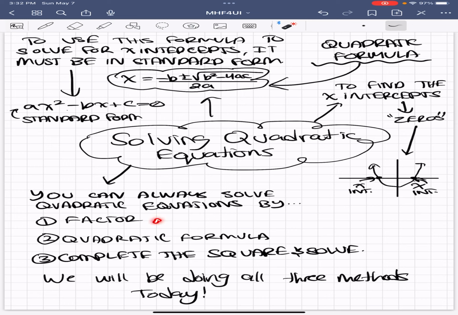One of them is factoring. The next one is the quadratic formula. And the third one is complete the square and solve. So we will be doing all three methods today.